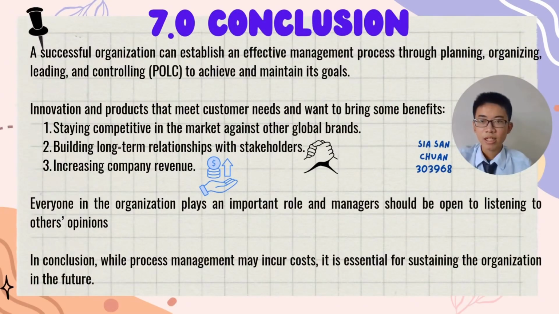Lastly, 7.0 conclusion. A successful organization has established an effective management process through planning, organizing, leading, and controlling to achieve and maintain company goals. When a company keeps innovating and offering products that meet customer needs and wants, it can gain some benefits. First, staying competitive in the market against other global brands. Second is building long-term relationships with stakeholders. Third is increasing our company revenue.